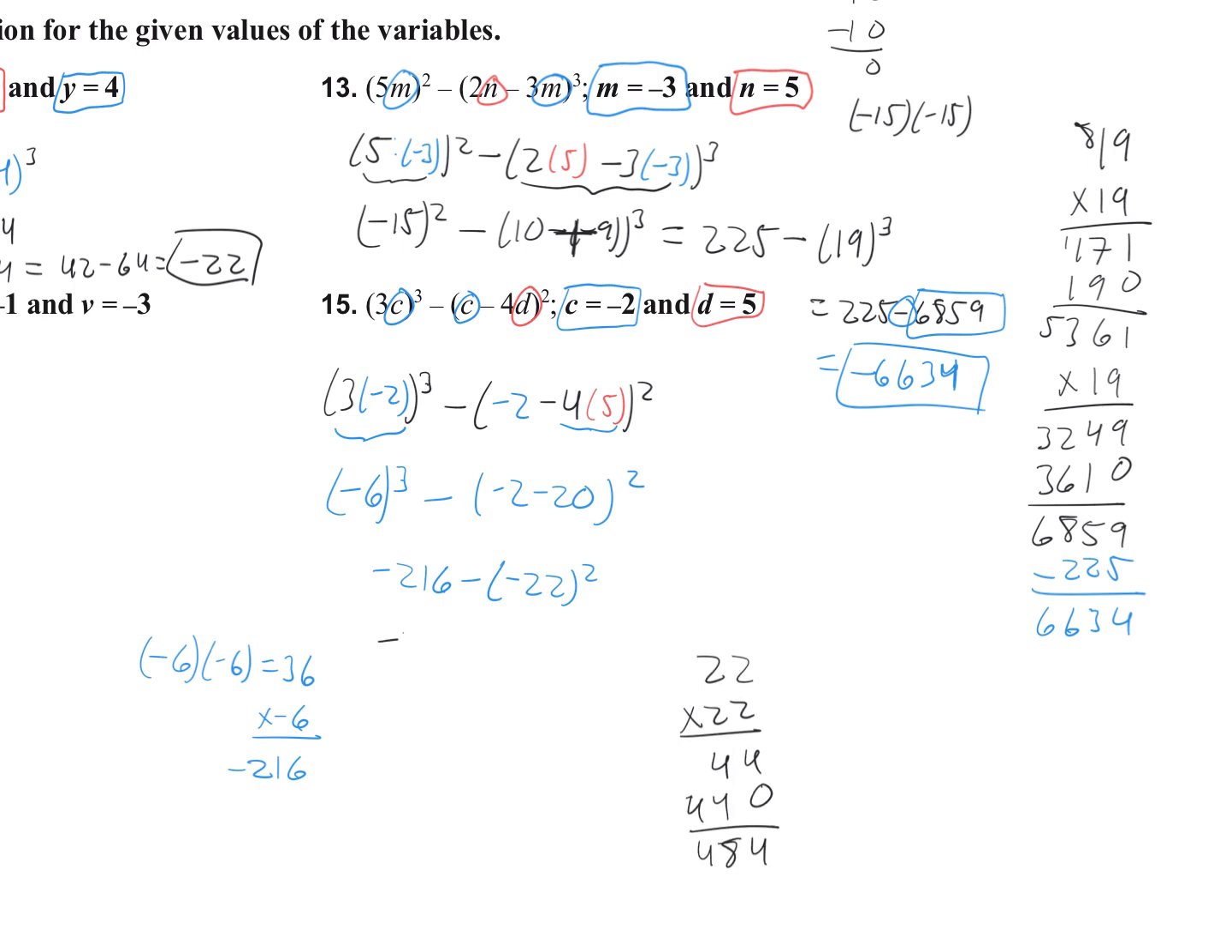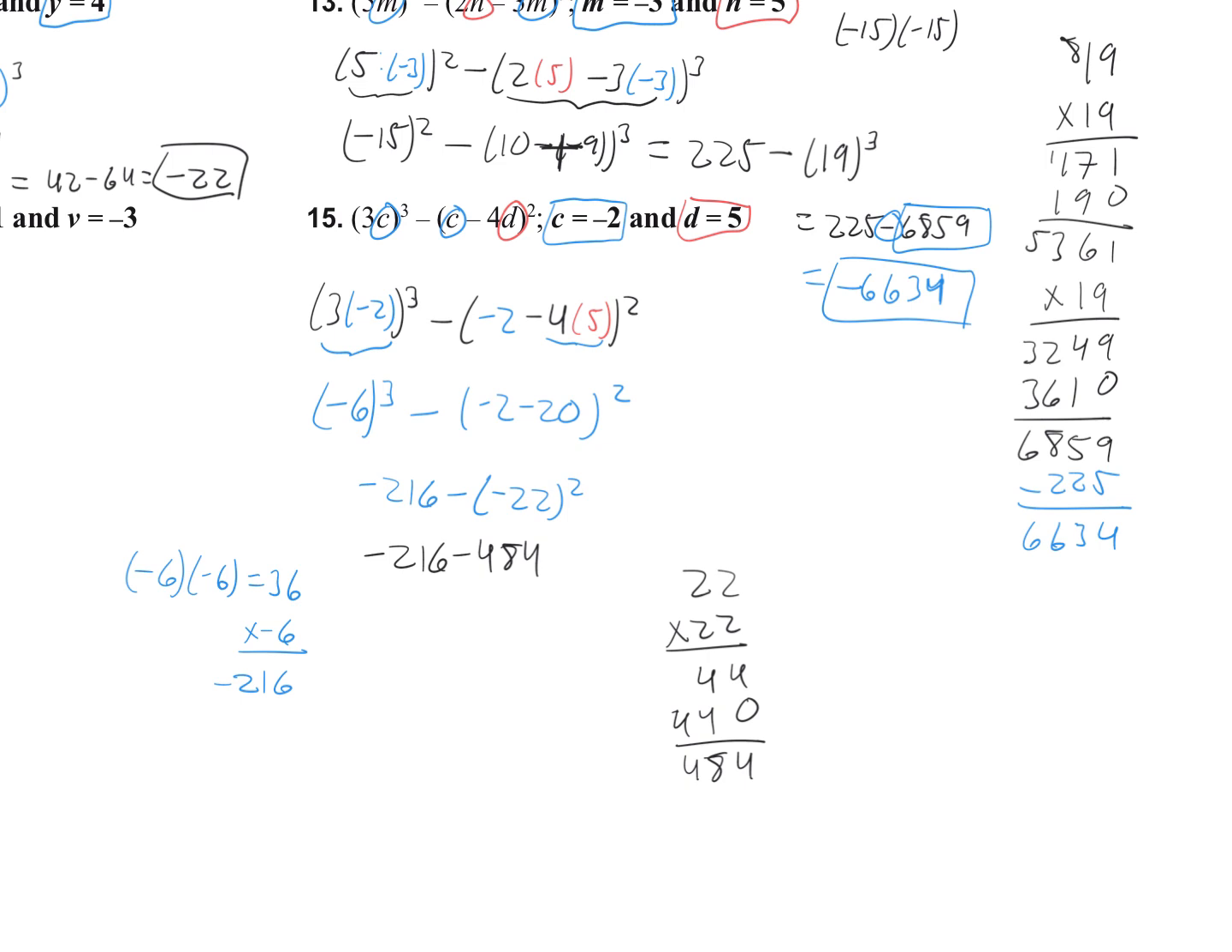And then we just do negative 216 minus 484. All right, since they have the same sign, they're both negative, we're just going to add, right? 216 plus 484. 6 plus 4 is 10, right? And then 1 plus 8 is 9, plus that 1 is 10, right? And then all this added is 700, right? And then since they were both negative, we're going to keep the sign, so negative 700. All right.